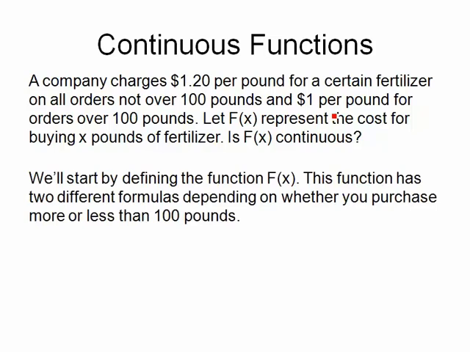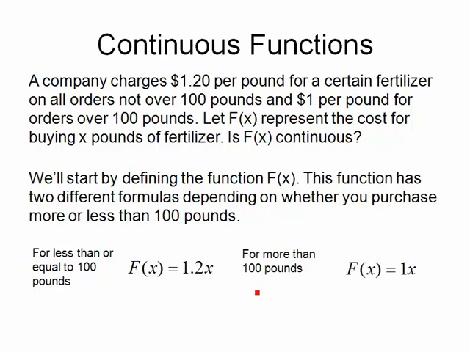So let's start by defining the function f of x, and this function is going to have two different formulas depending on whether you purchase more or less than 100 pounds. If your order is for less than or equal to 100 pounds, you're going to take how many pounds times the cost per pound, which was $1.20. So your formula is going to be f of x equals 1.2x. For more than 100 pounds, you're going to take the number of pounds and multiply it by the dollars per pound, so you're going to get 1x.